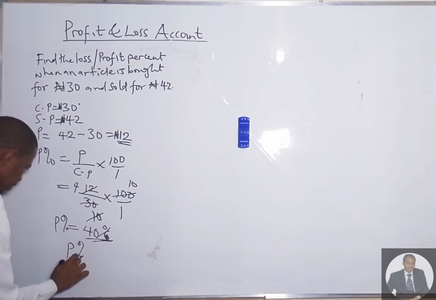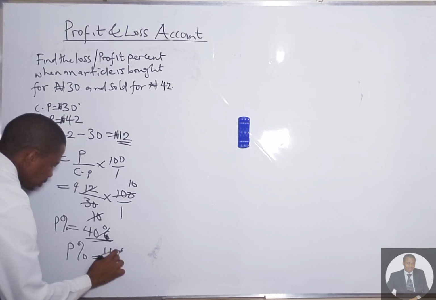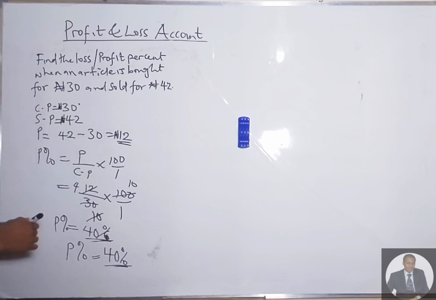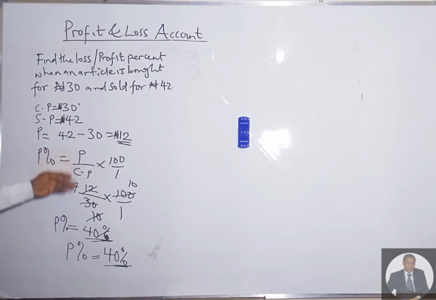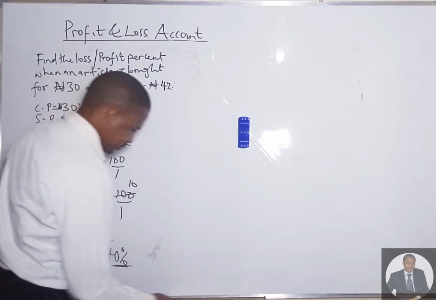Profit percent equals 40%. He made a profit of 12 naira by selling an article that he bought for 30 naira for 42 naira. So profit will be selling price minus cost price, and then the profit, which is 12, over the cost price, that's 100 over 1.